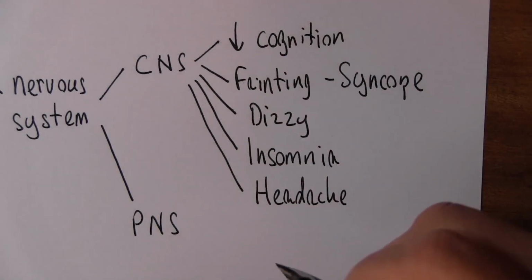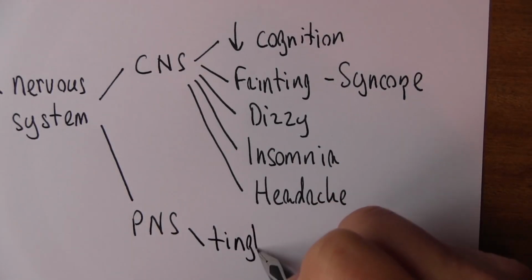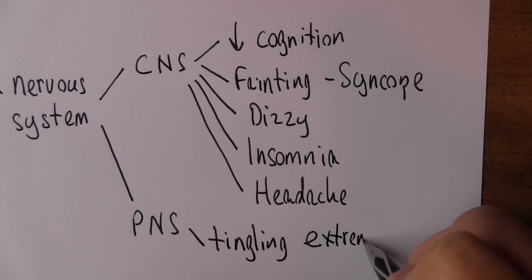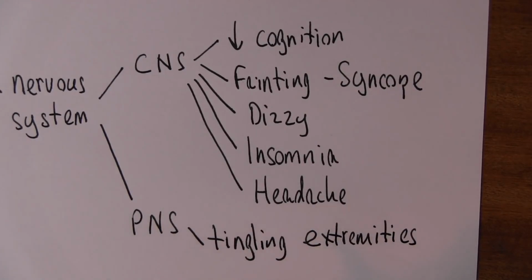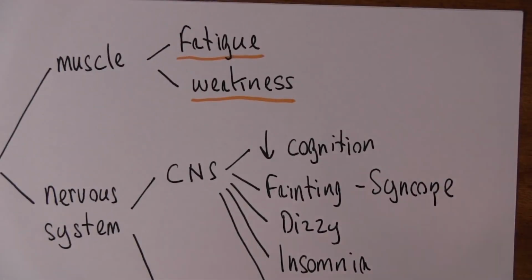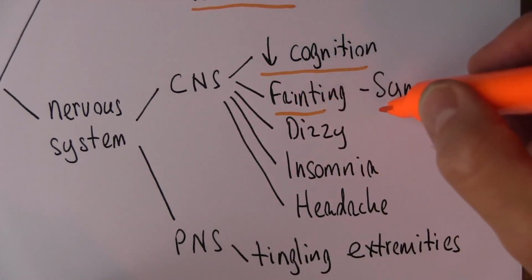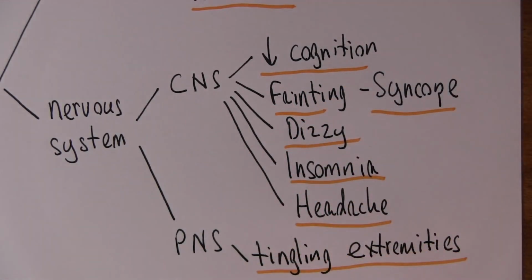In the peripheral nervous system, patients can complain of tingling in the extremities, hands and feet particularly, as the peripheral nerves are somewhat hypoxic. So again, we can identify the clinical features here. Reduced cognition, fainting, syncope, dizziness, insomnia, headache, tingling extremities. But this is kind of why we get these things.